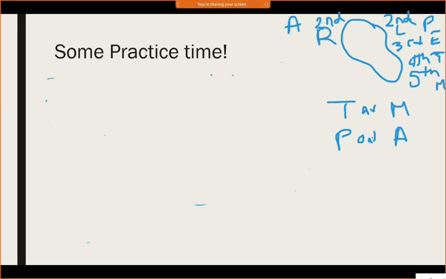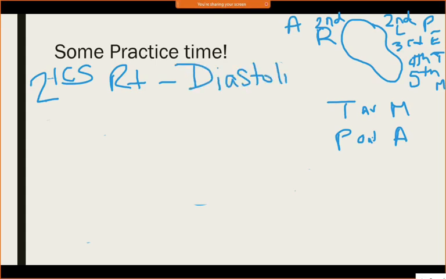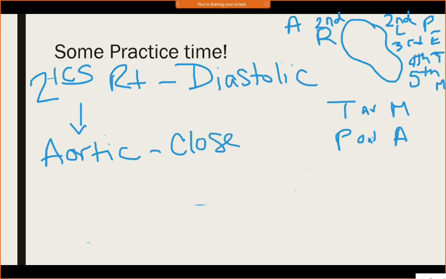Let's do second intercostal space, right side, and a diastolic. Second intercostal space, right side, is the aortic area. And what is it supposed to be doing during diastole? Look at you guys. You guys got it. During diastole, this valve is supposed to be closed. So it is regurgitation.